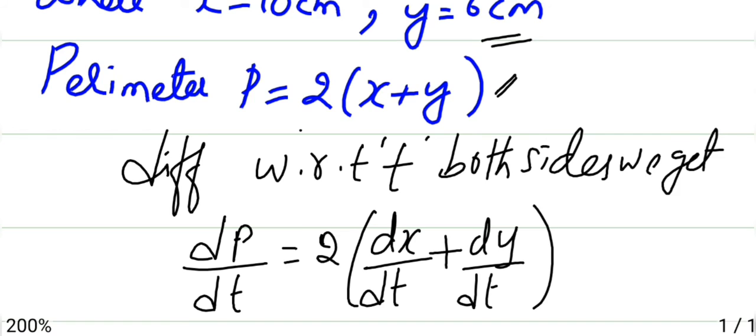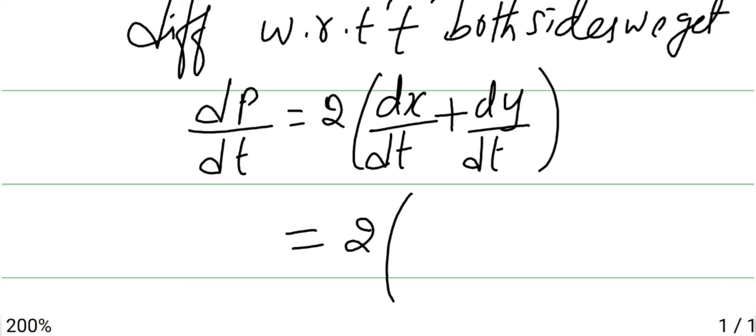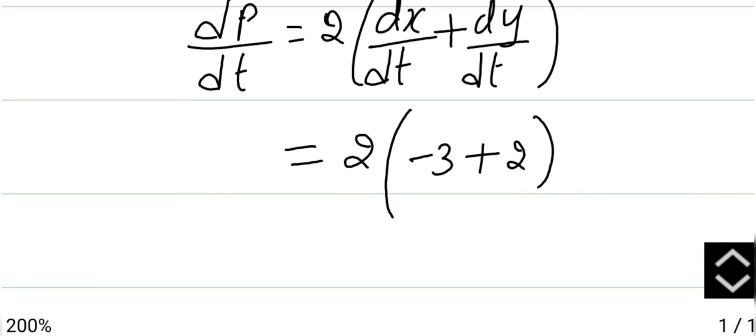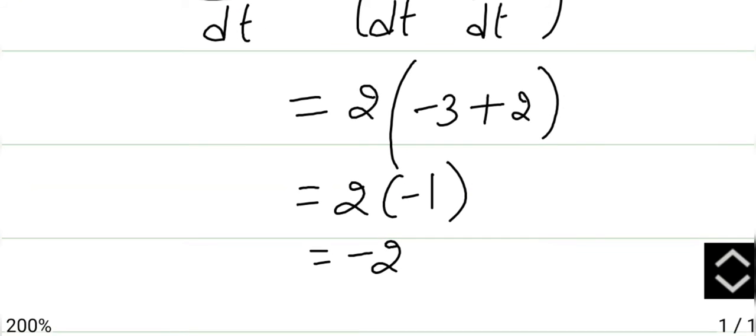Now we have the values for dx and dy. Substituting those values, we get dx by dt is minus 3 and dy by dt is plus 2. So minus 3 plus 2 is minus 1. So we get the answer as minus 2. Now what we found is nothing but centimeter per minute.